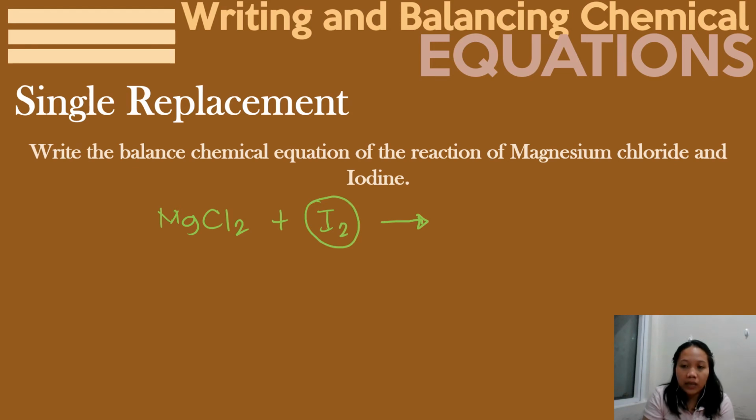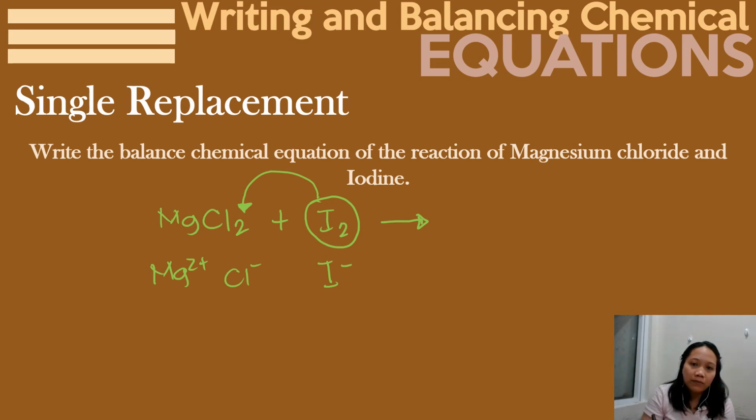Iodine in nature is actually a non-metal. So that means it will become an anion. So the charge would be I negative. For here, you will have magnesium 2 positive and you have Cl negative. So ano ngayon ang papalitan ni chlorine? Because it is a non-metal and it is an anion, it will replace the anion in this particular reactant, and that is chlorine. So they will just exchange, they will just be replaced.